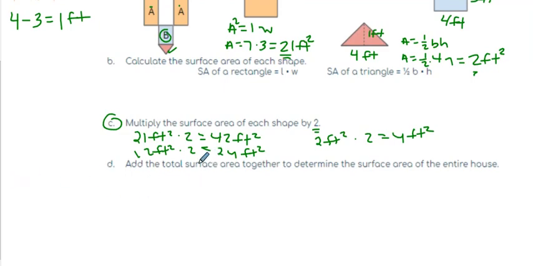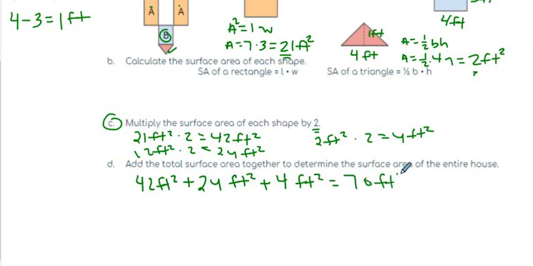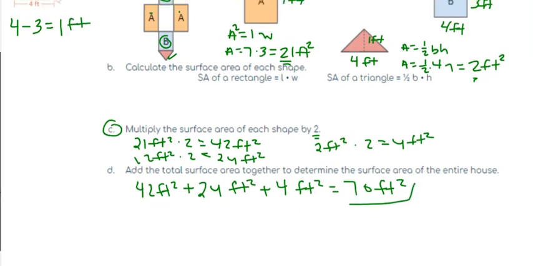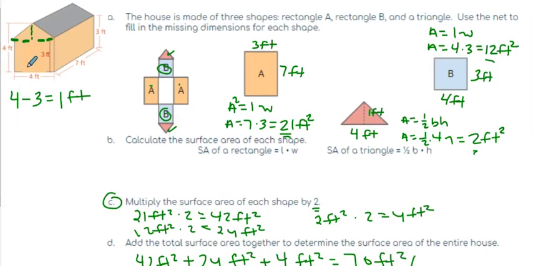In order to find the total surface area, I need to go through and add all of my surface areas together. So I have my 42 feet squared from my A's. I am adding my 24 feet squared from my B's. And then for my triangles, I have my 4 feet squared. So if I add all of those values together, I get my final answer, which is 72 feet squared, is the entire surface area of the house that I am going to be painting over here.